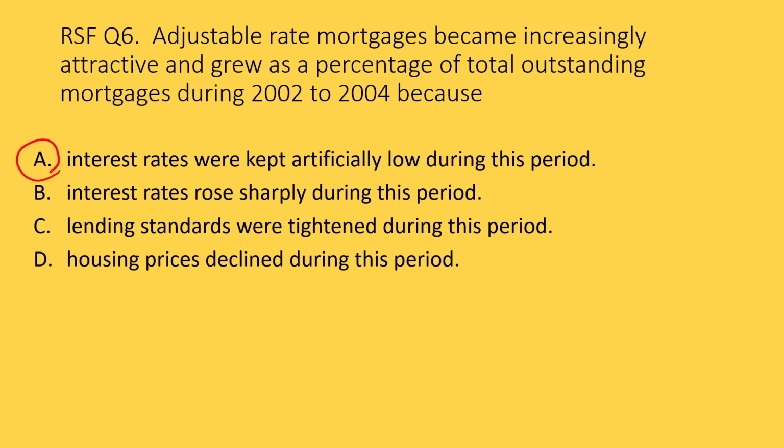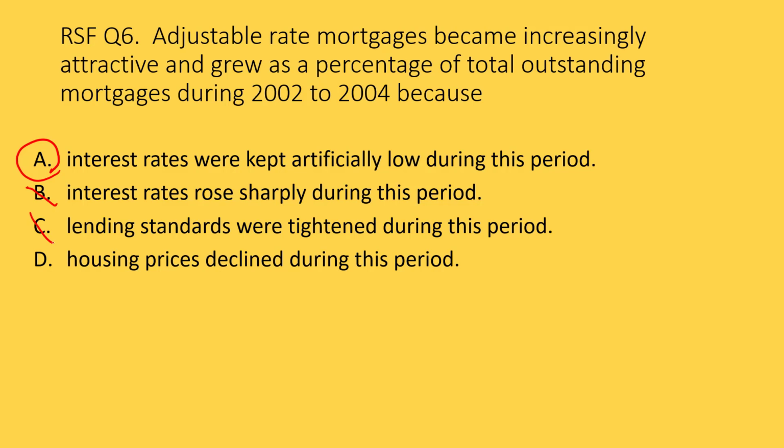Right? It wasn't that interest rates rose sharply during this period. Remember, they didn't start raising those interest rates until later, and when they did raise those interest rates, then the adjustable rate mortgages now became unsustainable for the people who had them. Right? And it certainly wasn't that lending standards were tightened during this period. Remember, they were loosened to the point where people who didn't have any down payment at all and bad credit histories could still get pretty big housing loans.